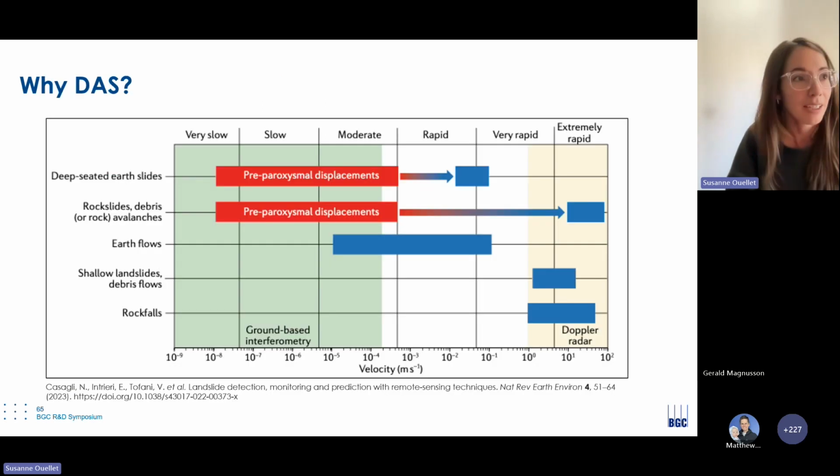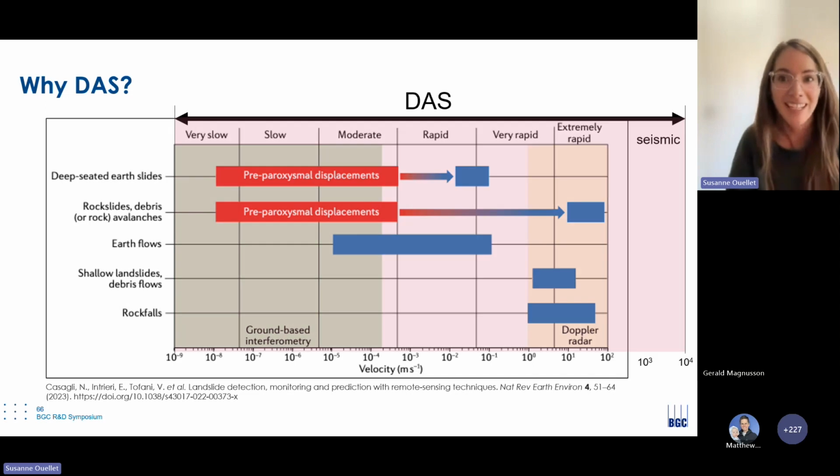Before wrapping up, I do want to share this figure. This is from a recent review paper by Casagli and colleagues, looking at landslide detection, monitoring, and prediction with remote sensing techniques. In this figure, they're highlighting the capabilities of both ground-based interferometry and Doppler radar in detecting different types of landslide events over a wide range of velocities. As we can see from this figure, there is a gap between these two technologies. To overcome this, there can be some extrapolation using the ground-based interferometry to help with forecasting different event types.